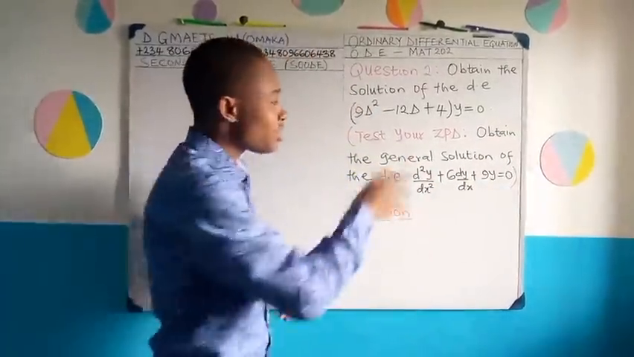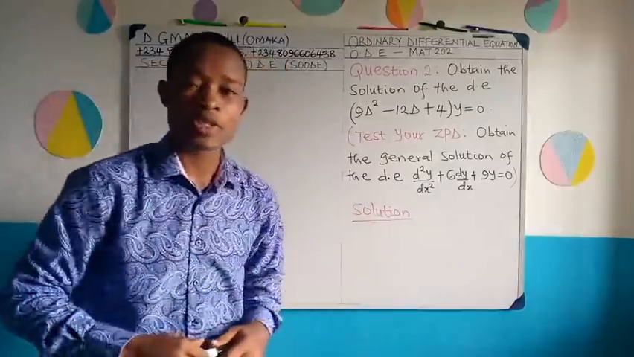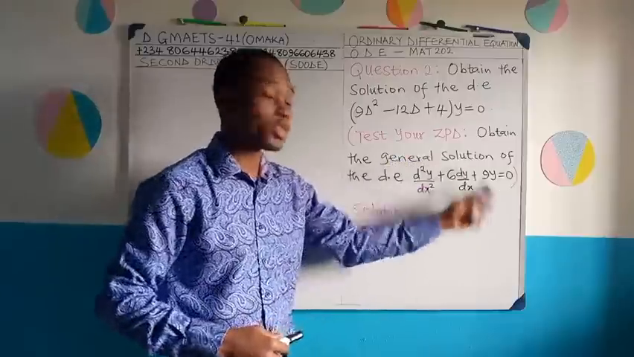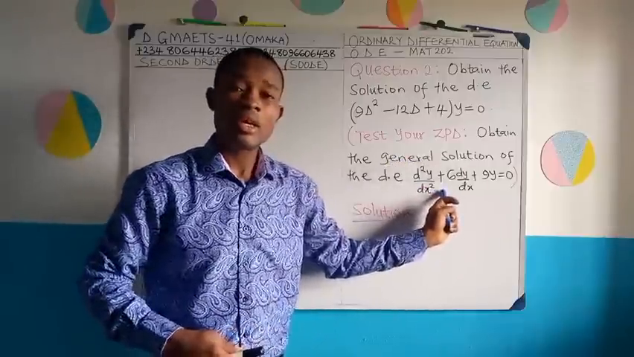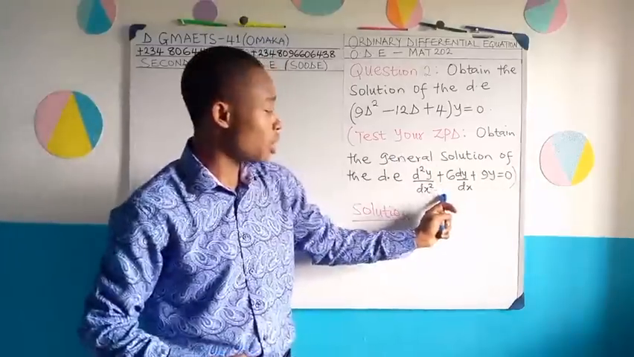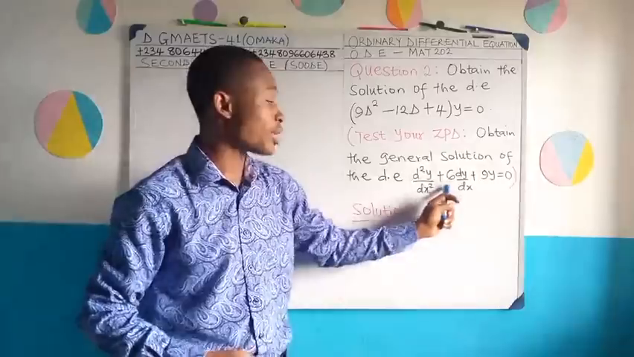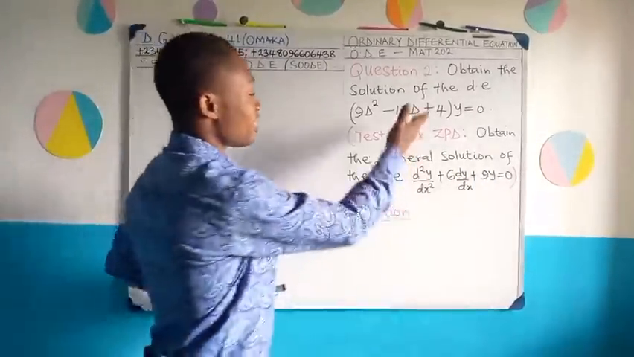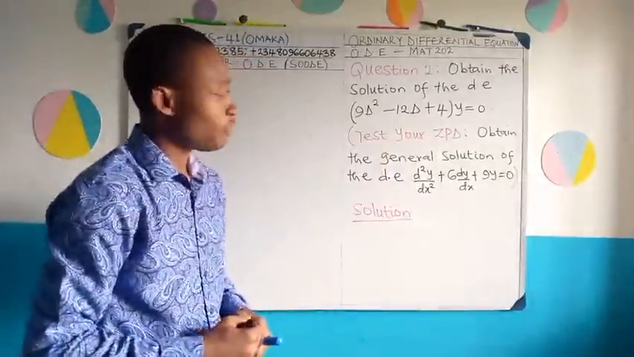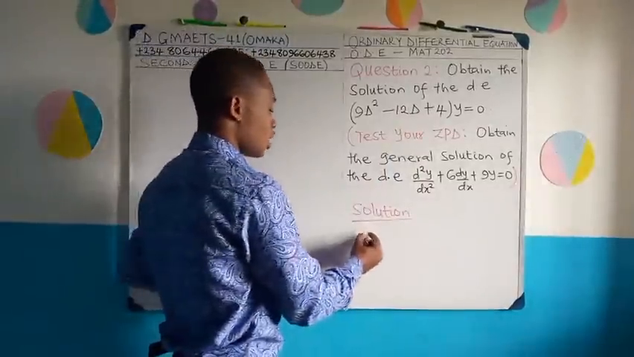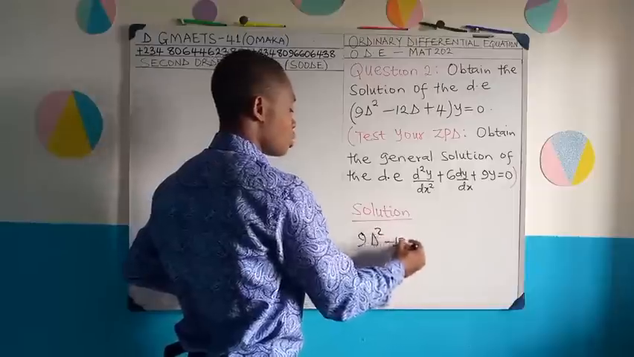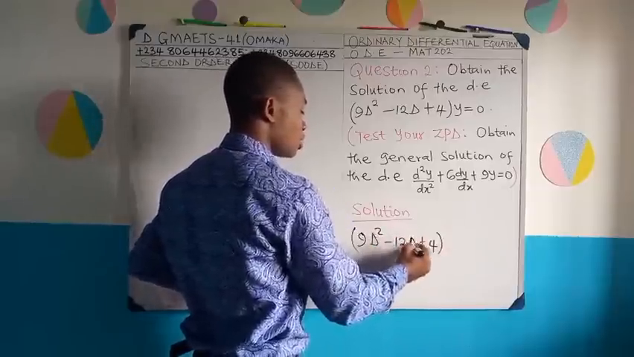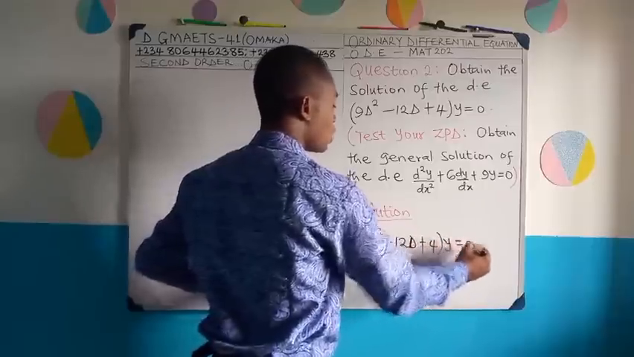At the end of my solving this problem, please follow the principle, test your zone of proximal development by obtaining the general solution of this homogeneous O.D.E. problem here on the board: d2y/dx squared plus 6 dy/dx plus 9y equals 0. Now let us solve this together, okay? So follow along as I handle our problem. We're given (9D squared minus 12D plus 4), all in brackets, multiplied by y equals 0.